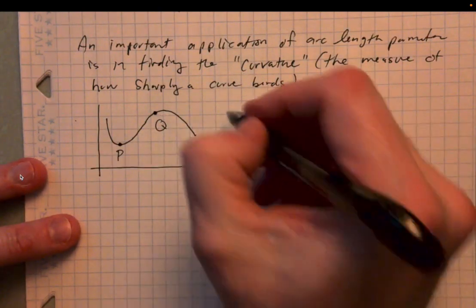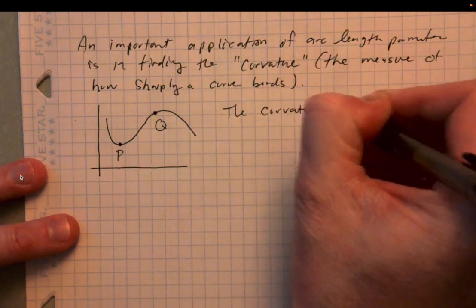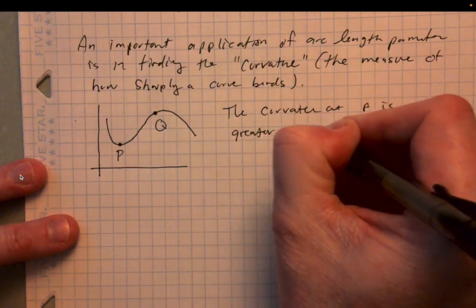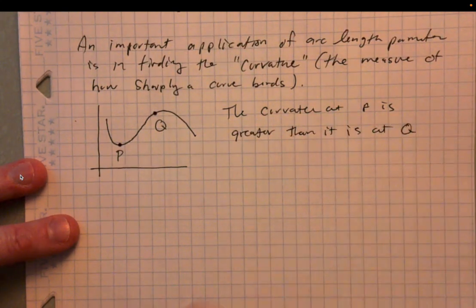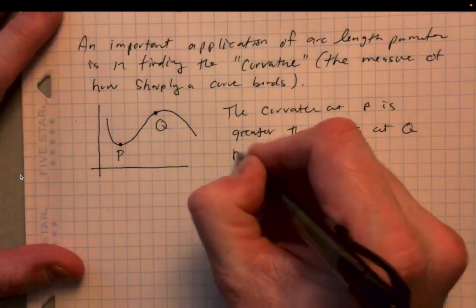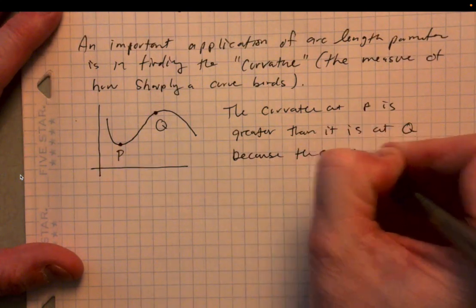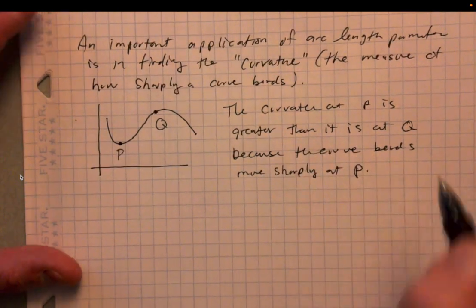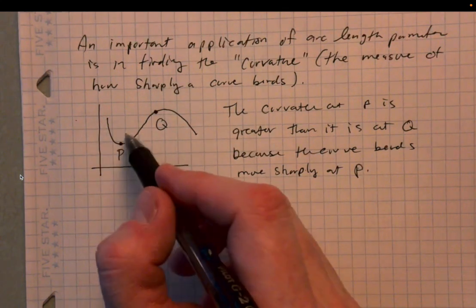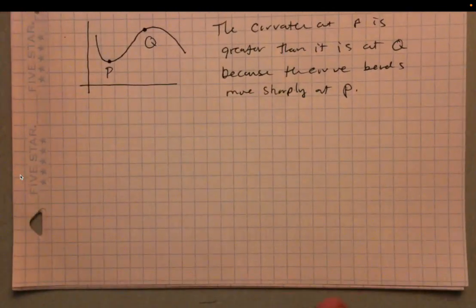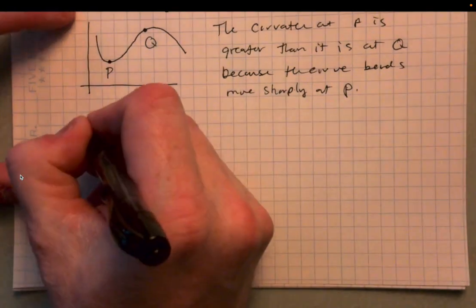The curvature at P is greater than it is at Q, specifically because the curve bends more sharply at P. You can see that this is a sharper curve, and Q is a more gentle curve. So this idea of curvature. Let's define curvature, and we'll see, of course, where the arc length parameter comes into play here.